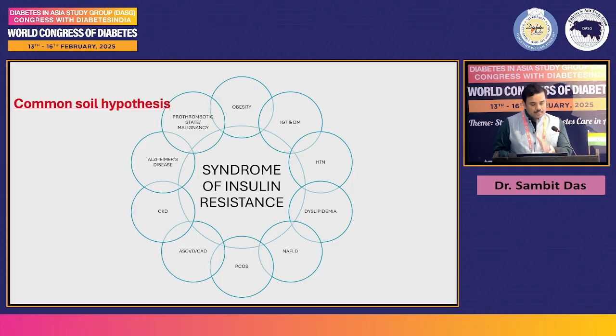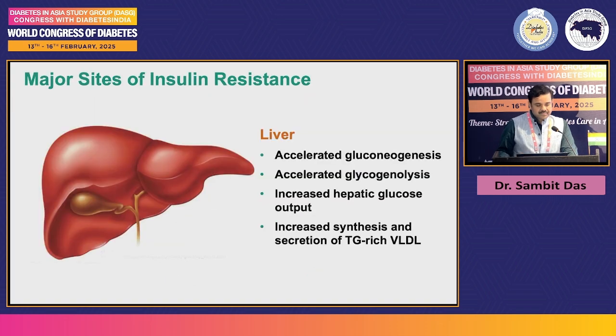For example, obesity, diabetes, hypertension, dyslipidemia, MASLD, PCOS, atherosclerotic cardiovascular disease, even CKD and Alzheimer's are all part of the spectrum, or they are very common comorbidities associated with insulin resistance. So the major sites of insulin resistance are three: one is the liver, muscle, and the adipose tissue.